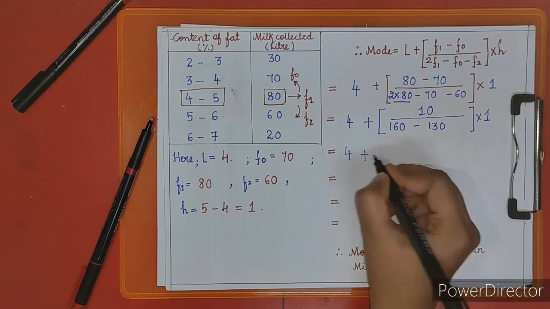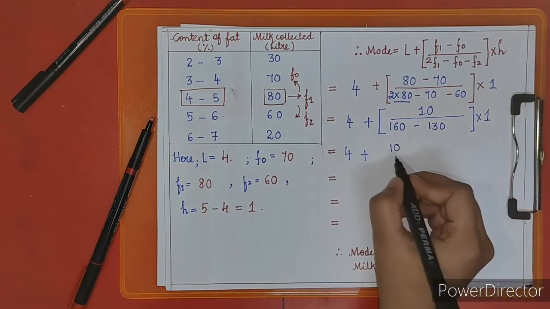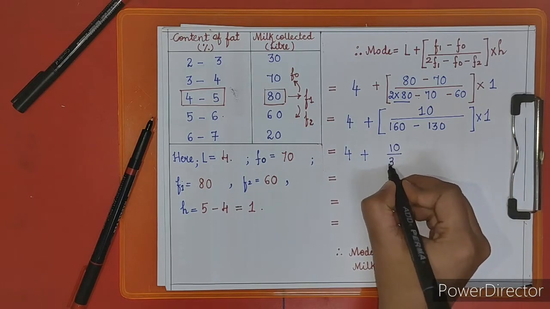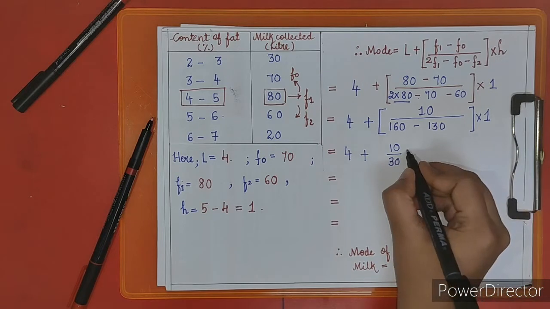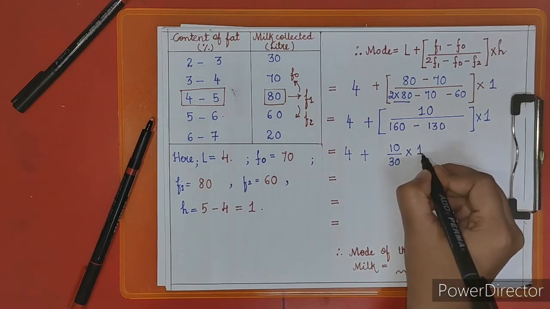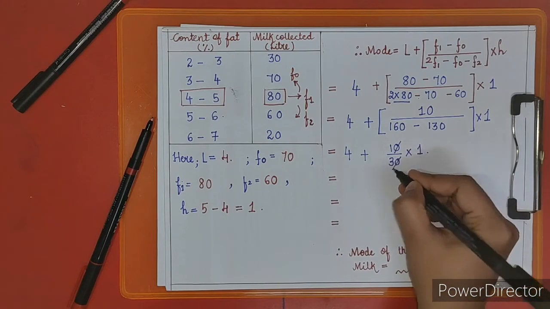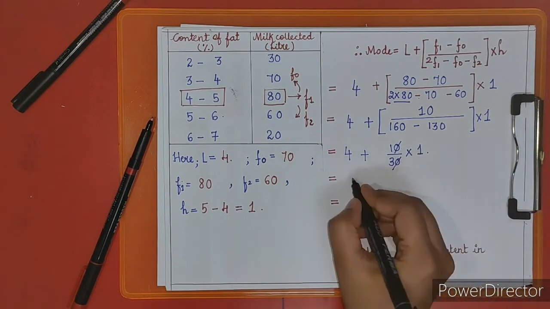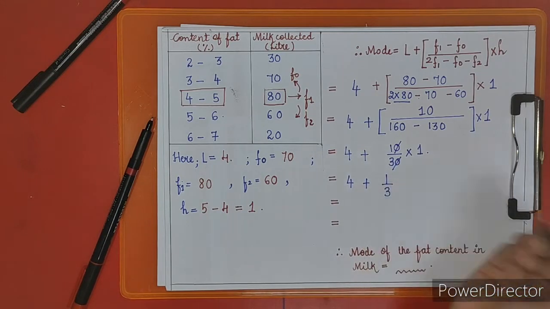Again 4 plus, in the numerator we have 10. What is 160 minus 130? We'll get 30, and any number multiplied by 1 will give you the same number. But here we'll write it and then simplify it further. So here zeros will get cancelled. 1 multiplied by 1 is 1. So 4 plus 1 upon 3.